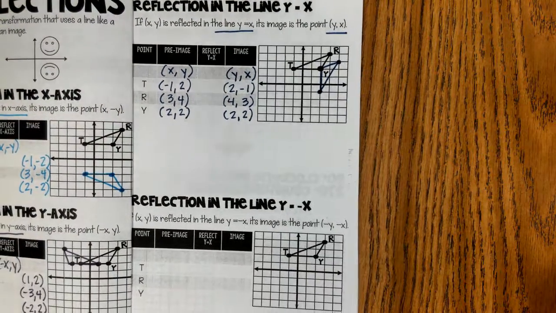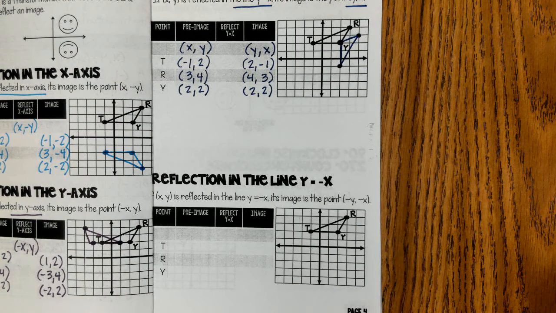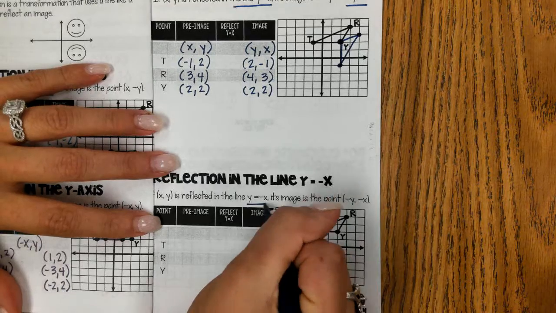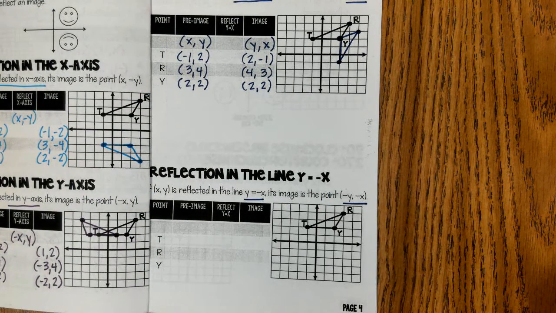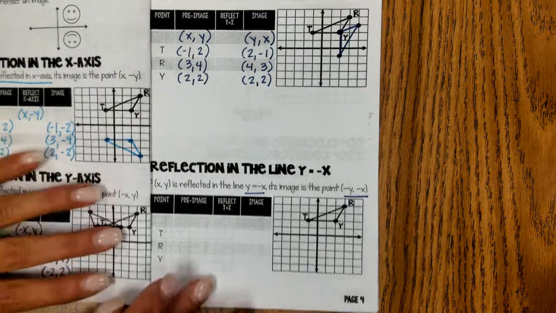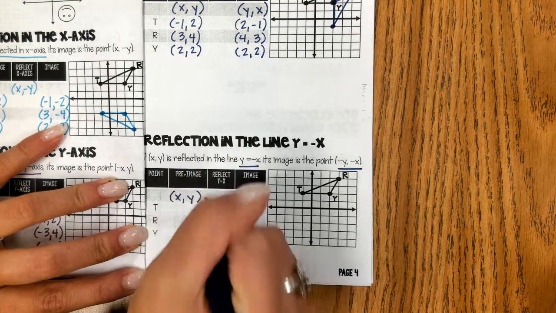Okay, moving down to the bottom. This one is reflecting in the line y equals -x. So we're going to again flip our coordinates, but now we're going to do the opposite of them. So if it's negative, you're going to turn it into a positive. If it's positive, you're going to turn it into a negative. So again, same thing. You're going to write out the points that you're starting with.